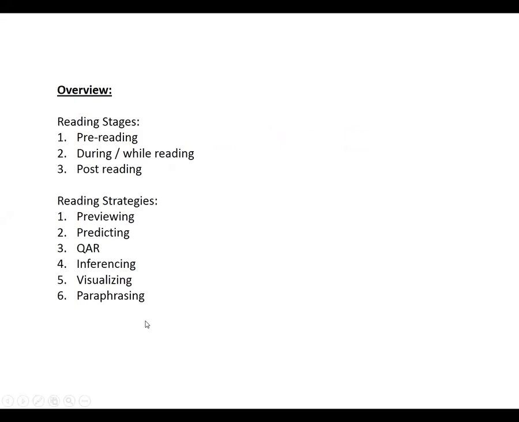Today we are going to do reading stages and strategies. I'm going to cover first of all the stages. There are 3 stages, and in some of the books you will find 4 stages. First is pre-reading, second is during reading or while reading, and third is post-reading. And sometimes in some books you will find follow-up reading as well.